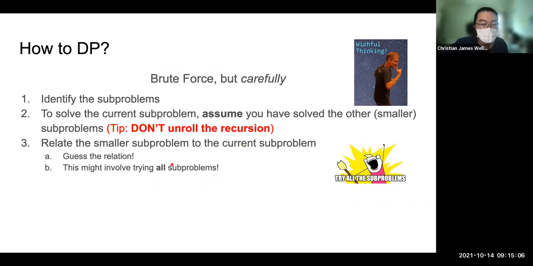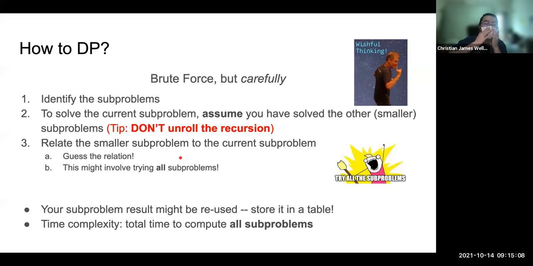And remember, because a sub problem result might be reused, we store it in a table, right? So like in bottom up dynamic programming or memoization, you just have a table and store it there. And the time complexity is the total time that you take to compute all the sub problems. Okay, any questions about this so far, like how to DP?